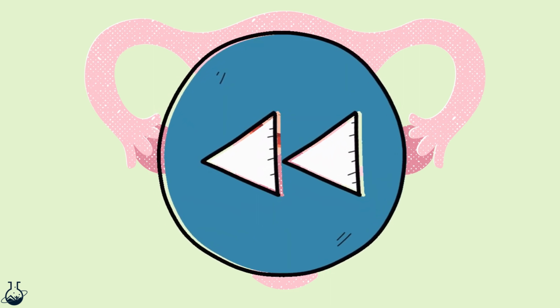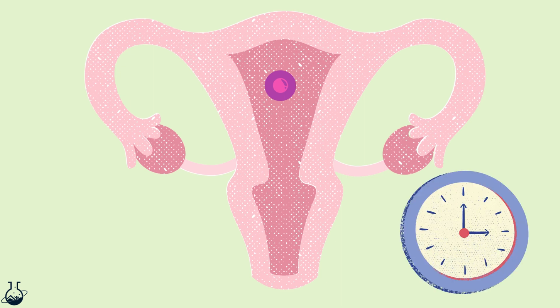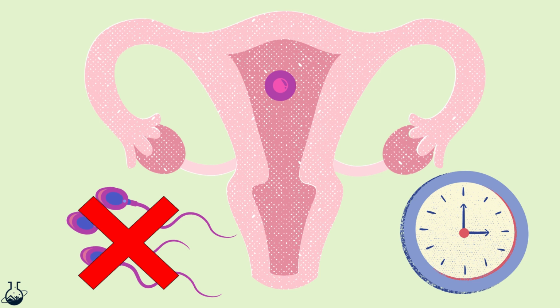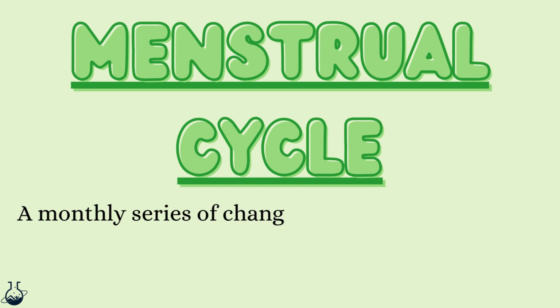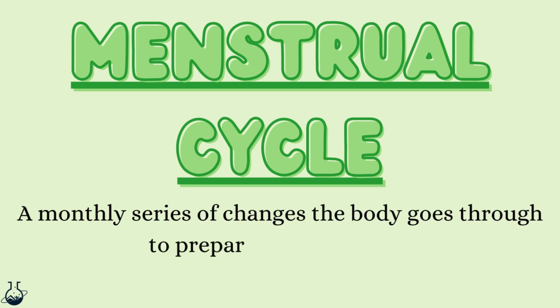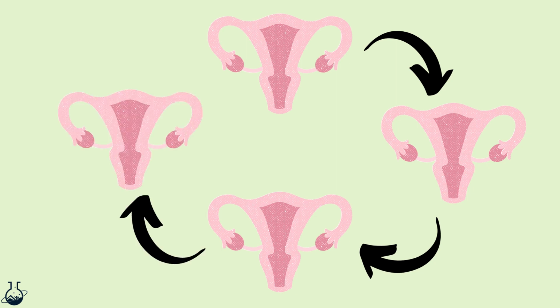Now just rewinding a few steps, back to the egg that has been released from the ovaries. What if it got here and waited, and sperm never arrived? The egg is no longer needed, and so it can be removed from the body. This is part of the menstrual cycle, a monthly series of changes that the body goes through to prepare the body for pregnancy. The uterus itself goes through changes and adapting and back to the beginning again, and it doesn't matter where you start. It's a cycle. You end up back to where you started.